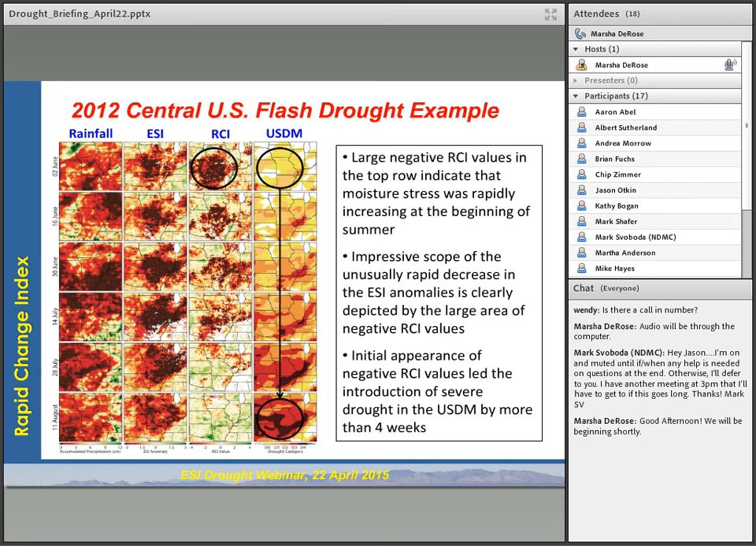The important thing to note here is that the initial appearance of the large negative RCI values at the end of May and the first part of June occurred several weeks before the U.S. Drought Monitor depicted rapid drought development. And this provides some additional evidence that rapid changes or rapid decreases in the ESI, as depicted by the Rapid Change Index, can provide useful early warning of drought development. Okay, next slide, please.